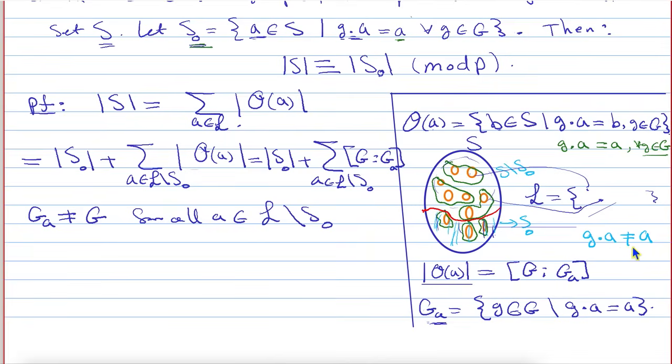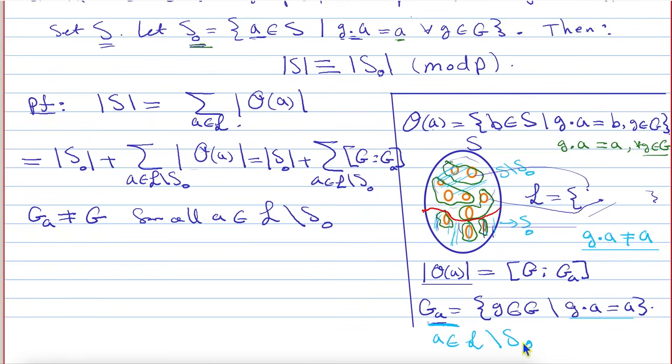Because if g dot A equals A for all elements g in the group, then we end up in this section where we have single elements in the orbit. But we are here in this section, and this means we must have more than one element in the orbit. So this means this stabilizer cannot equal the whole G, for any A in L minus S naught. Okay.